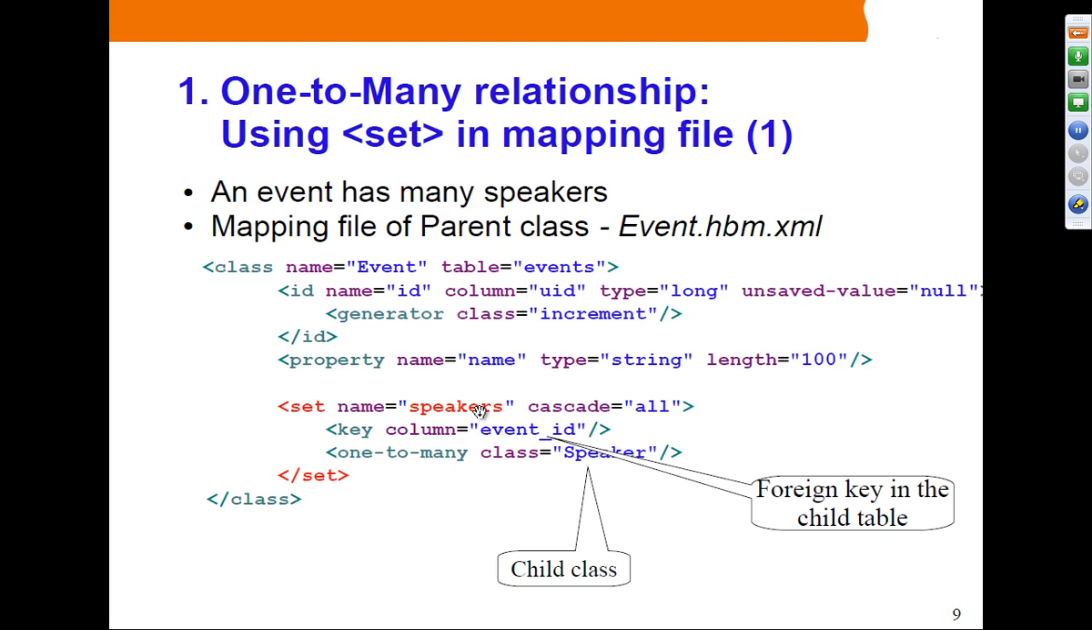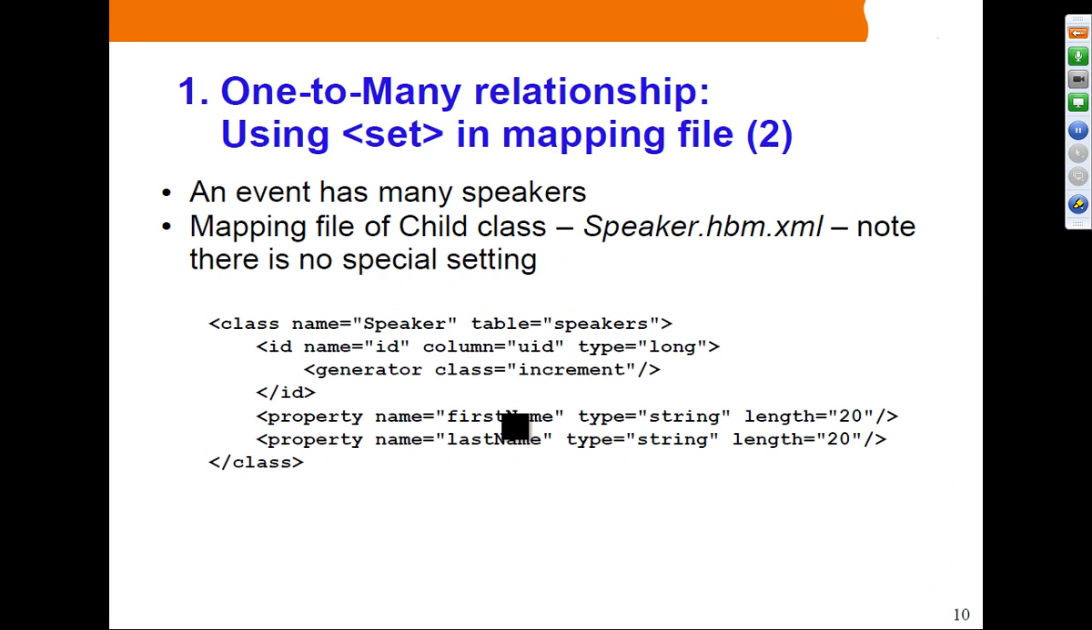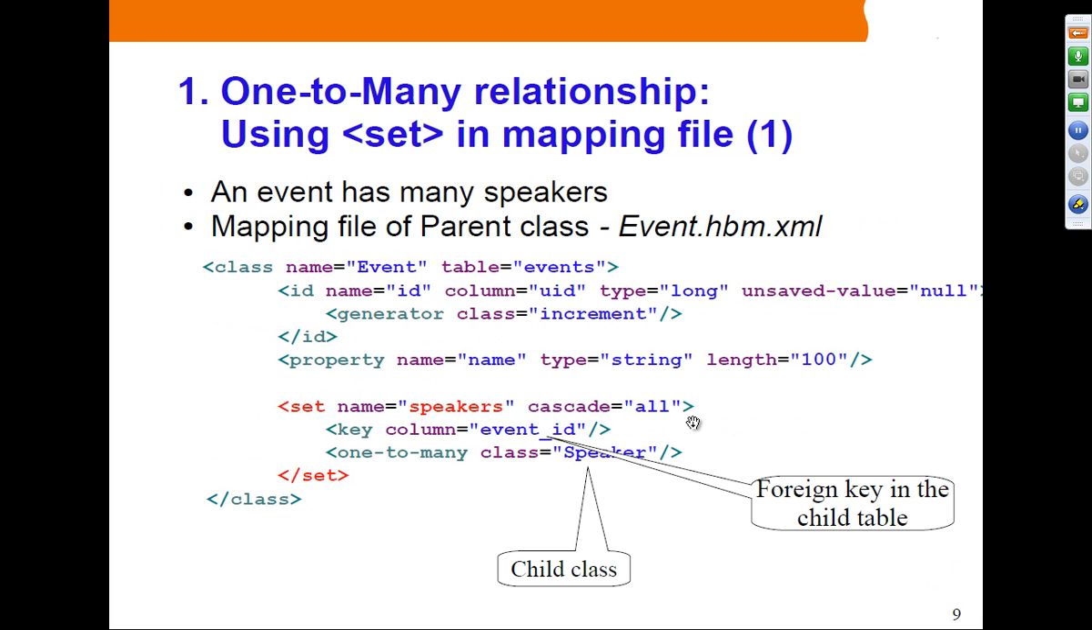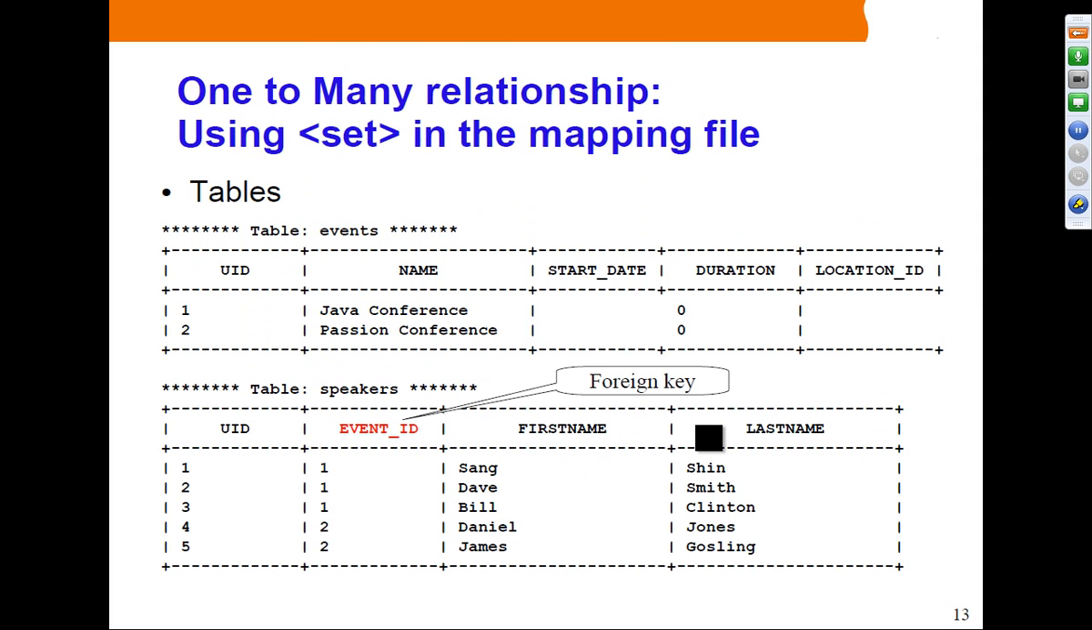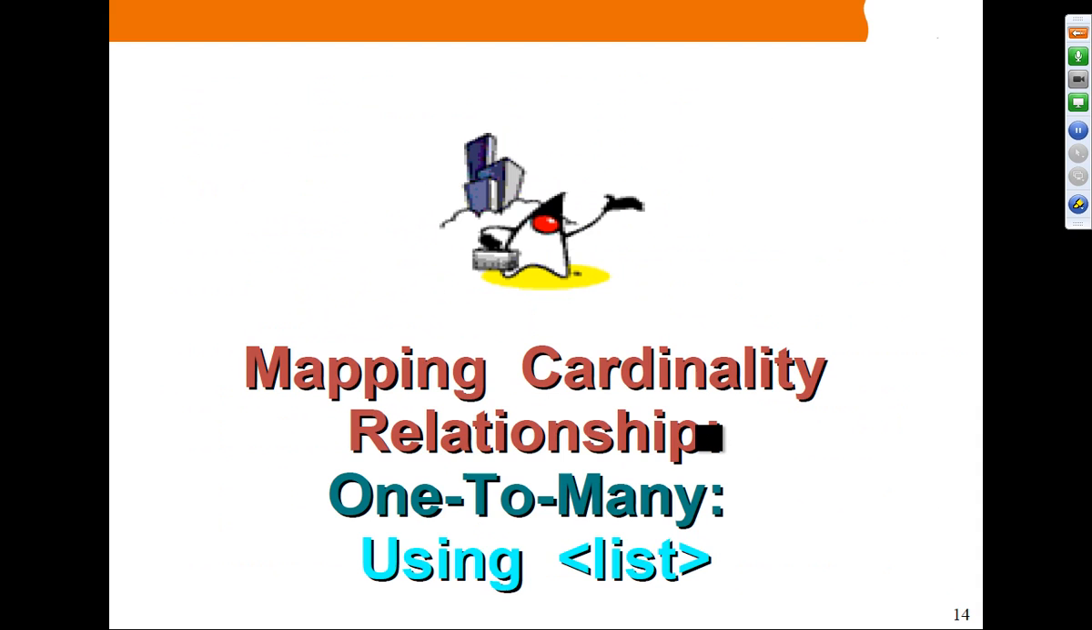Make a change to the speakers, say speakers1 instead of speakers, without changing the Java code, and see what kind of problem you experience. And try removing the cascading, delete this cascading, and see what happens. Okay, so that is the set.